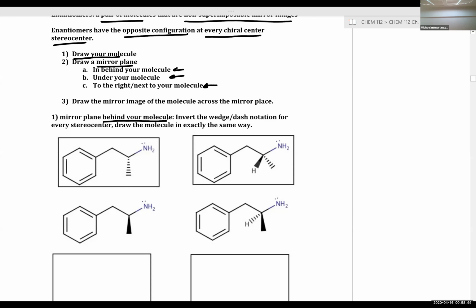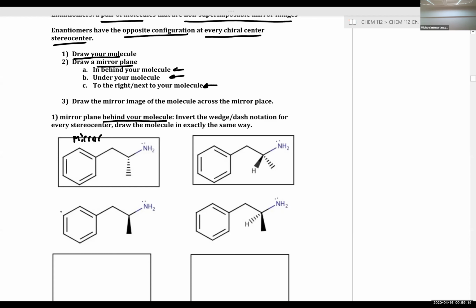And now this is really cool. If you have a portable mirror handy, or a mirror in your bathroom, you can literally take your model kit and hold the model kit up to the mirror, or hold the drawing up to the mirror, and you'll notice how the mirror flips your molecule, right? What we're drawing here is the mirror image. So if this is your molecule and it's looking into the mirror, so this is our mirror.